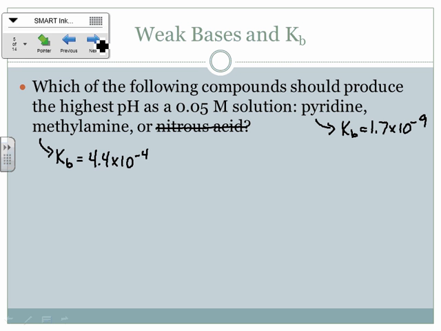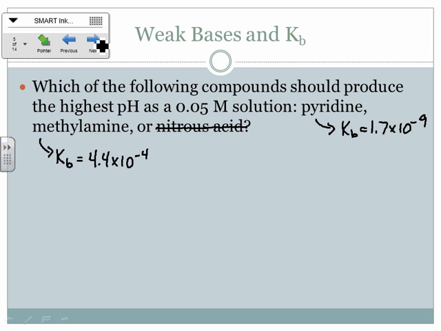I mean, you could look up the Ka for that, but honestly, that might be a little bit confusing, because we haven't really talked about how to get from Ka to Kb yet, so let's just forget about that. You actually can do that. All right, so between the two that we have left, which one is going to have the highest pH?